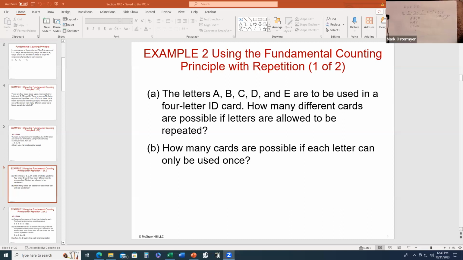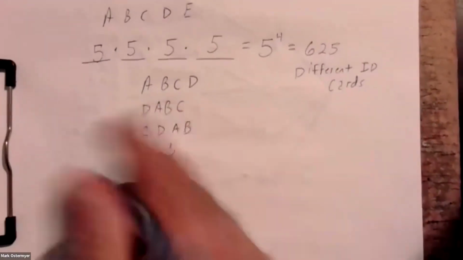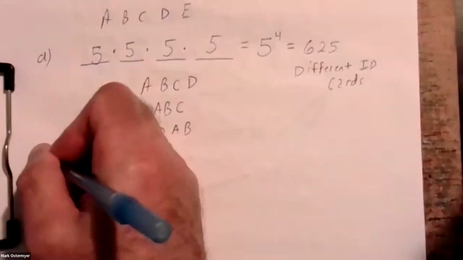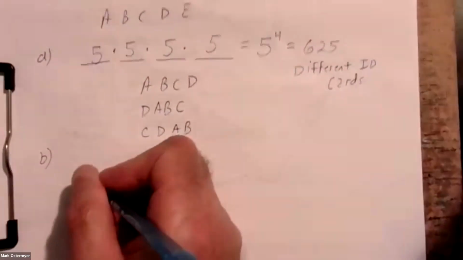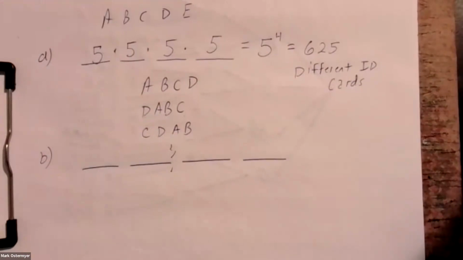Now, B, how many cards are possible if each letter can only be used once? You think there's going to be more possible ways or less possible ways if each letter can be only used once? What do you think? More or less than 625 different ways? Assuming we cannot use any letter more than once. Less. Less, you are correct. There will be quite a few less.